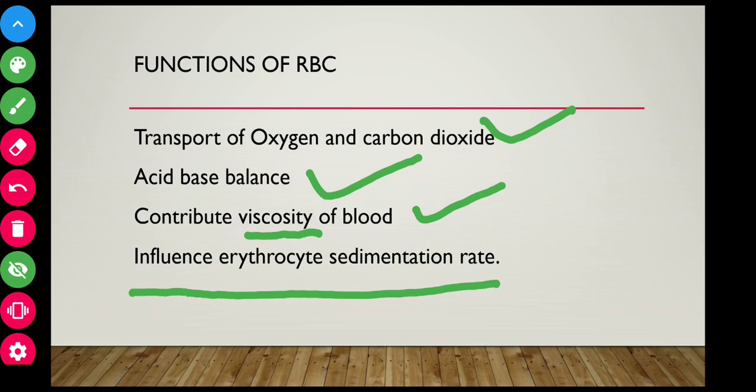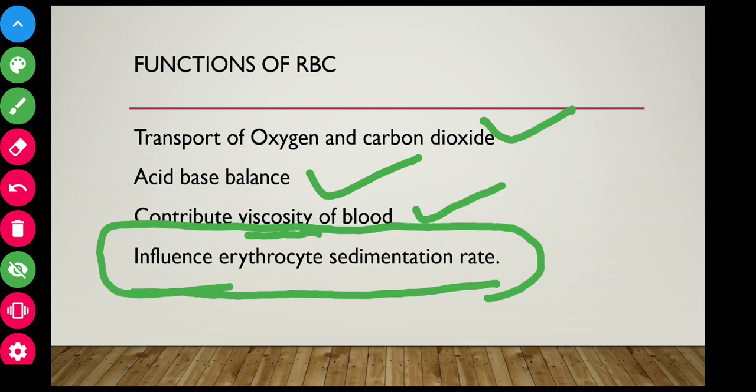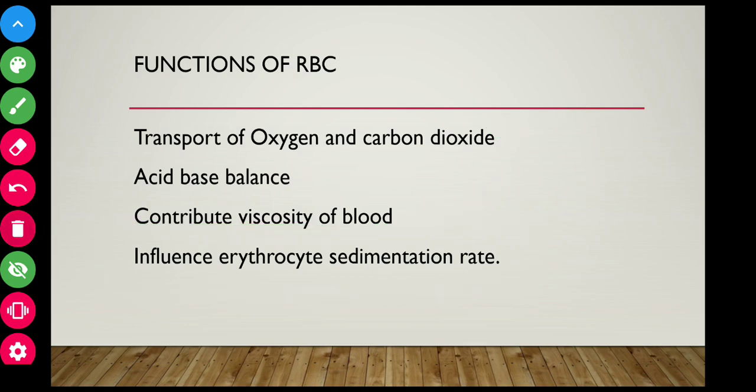There is a specific time, but a lot of time is taken for RBCs to settle down in the test tube. If the rate is fast, meaning RBCs settle down quickly, that is an indication of inflammation. So that's why in specific diseases we check the erythrocyte sedimentation rate. So these are the functions of RBC: transport of oxygen and carbon dioxide, maintaining acid-base balance, contributing to viscosity of blood, and influencing erythrocyte sedimentation rate.